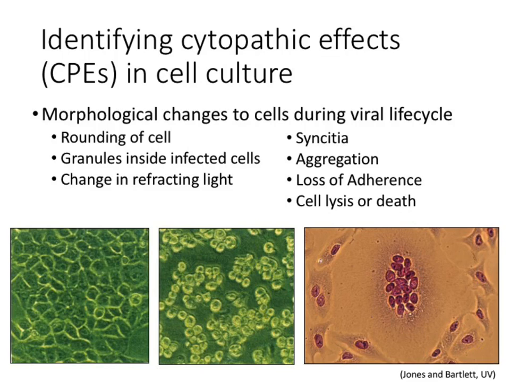Rounding of cells, changing in the ability to refract light with a light microscope. We might see granules or other abnormal looking staining which indicates viral factories. This one also exhibits loss of adherence. And then other ones like this right here. What do you observe in this image?